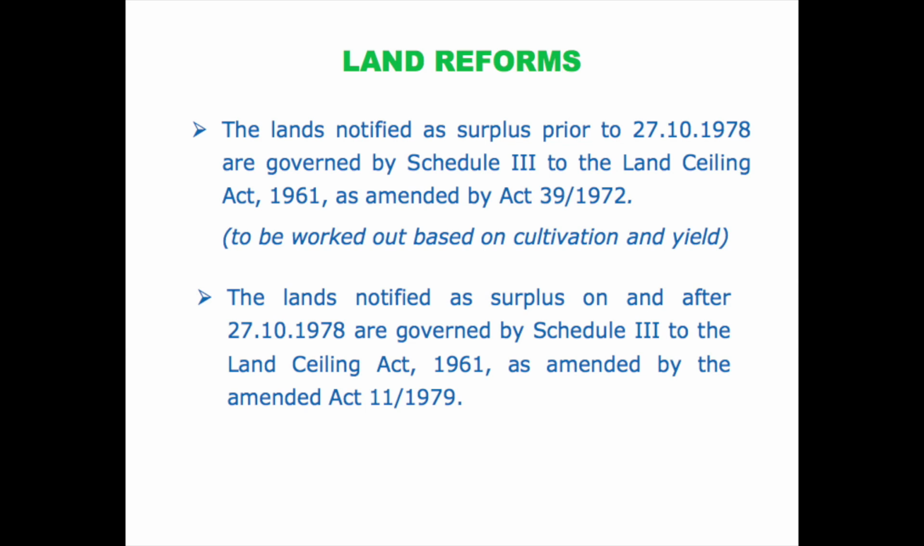Amount has to be calculated for the lands notified as surplus prior to 27th October 1978 as per Schedule 3 as per Amended Act 39 of 1972. It is called as pre-ordinance method. For the lands notified as surplus on and after 27th October 1978, amount has to be calculated as per Schedule 3 of Amended Act 11 of 1979, which is called as post-ordinance method.